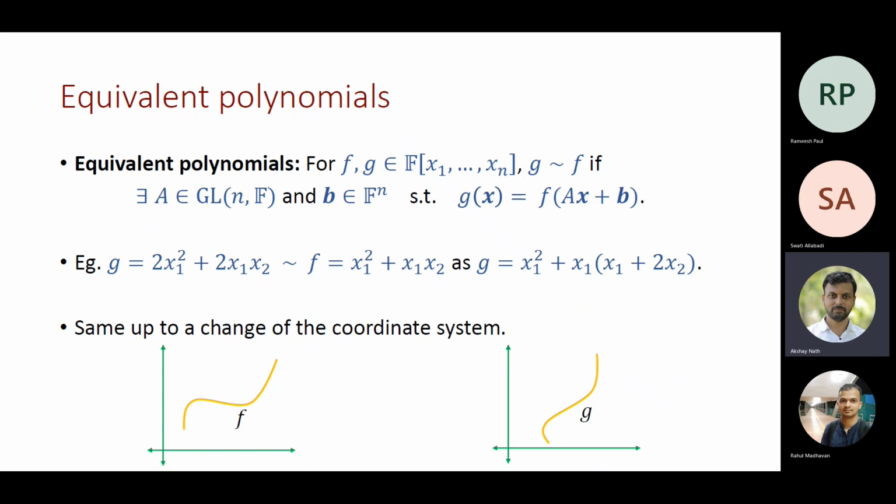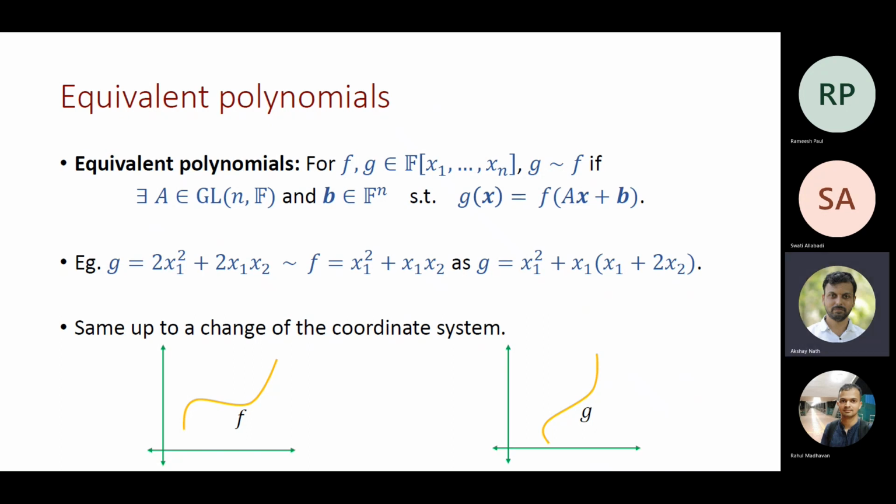Here's an example of equivalent polynomials. The polynomial g, which is the sum of 2x1 squared and 2x1 x2, is equivalent to the polynomial f, which is x1 squared plus x1 x2, because I can write g as x1 squared plus x1 times x1 plus 2x2. So I obtain g by replacing x1 with x1 and x2 with x1 plus 2x2 in f, and it's easy to see that the linear forms x1 and x1 plus 2x2 are linearly independent.